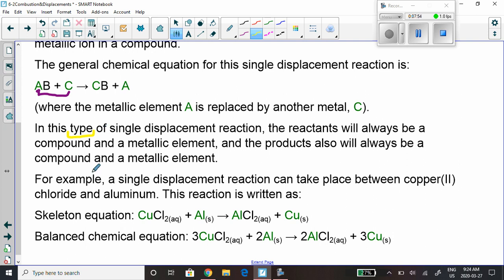So let's do a real life example here. We've got copper 2 chloride. You would be able to make this formula by using the crisscross rule. And it's going to react with aluminum. Now the copper 2 chloride is in a solution, aqueous. And you're going to drop a piece of aluminum solid metal into that solution. You let the reaction occur, and the aluminum, boom, kicks out the copper. And now you've got aluminum in here, plus the copper.